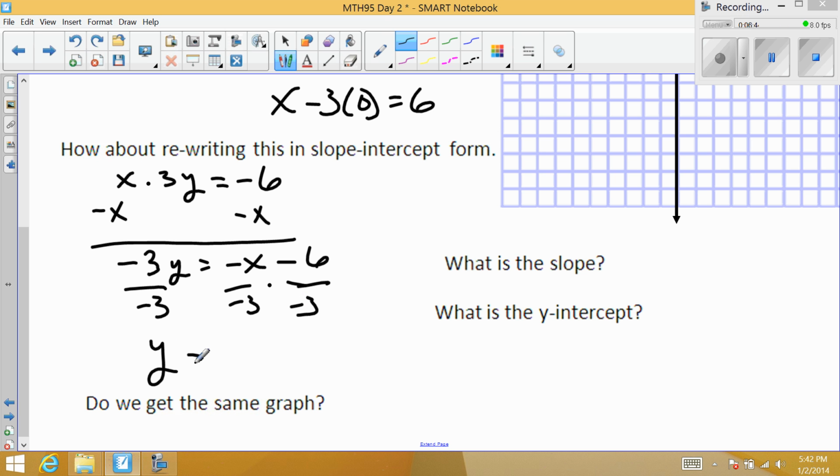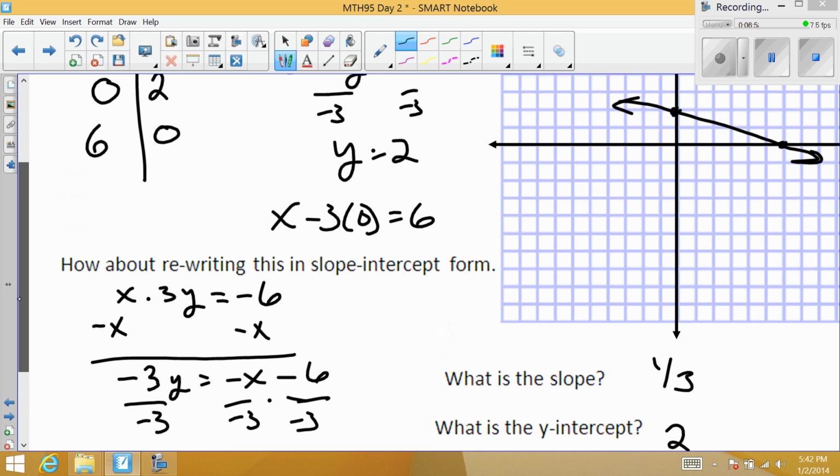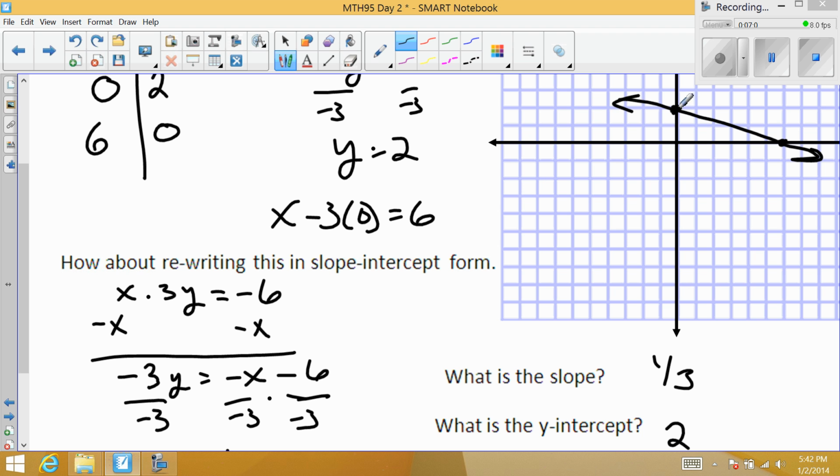That'll give me y equals, let's see, a positive 1/3 x, negative divided by negative, plus 2. So that gives me a slope of 1/3 and a y-intercept of 2. And then going back to our graph, the y-intercept is 2, and the slope is down 1 over 3. Down 1 over 3. It's the same graph.